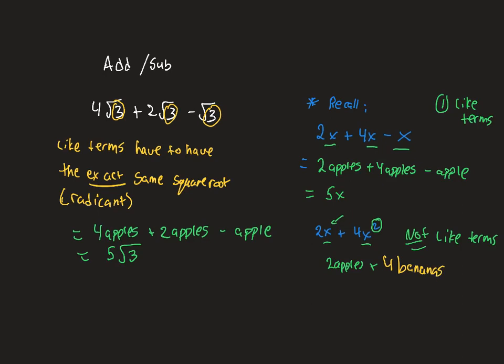So if I were to give you this example, 4 root 3 plus 2 root 5. I have a square root of 3 here, but I have a square root of 5 here. So these are not like terms. So I cannot add them. Okay? So let's look at our final thing coming up.